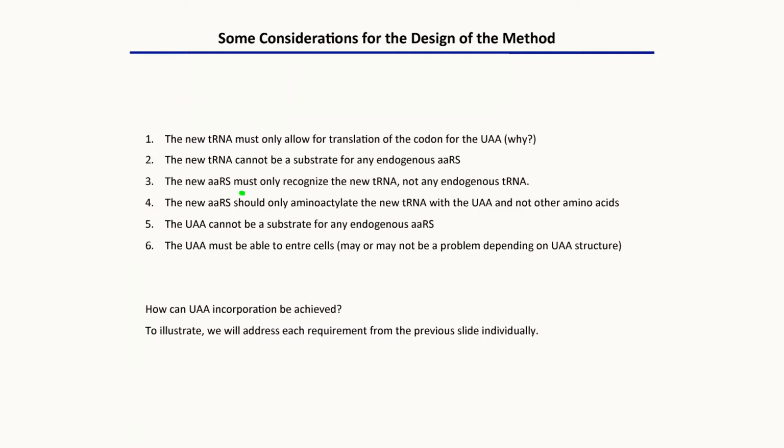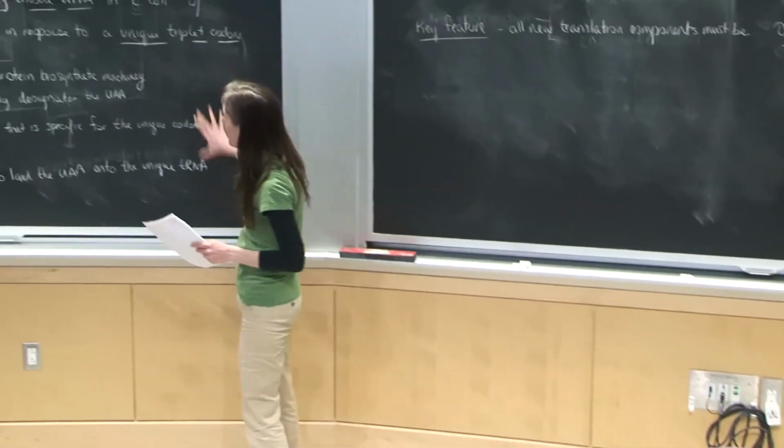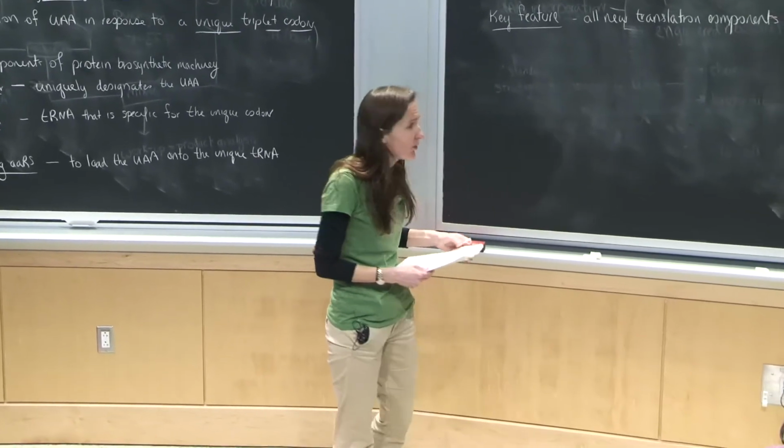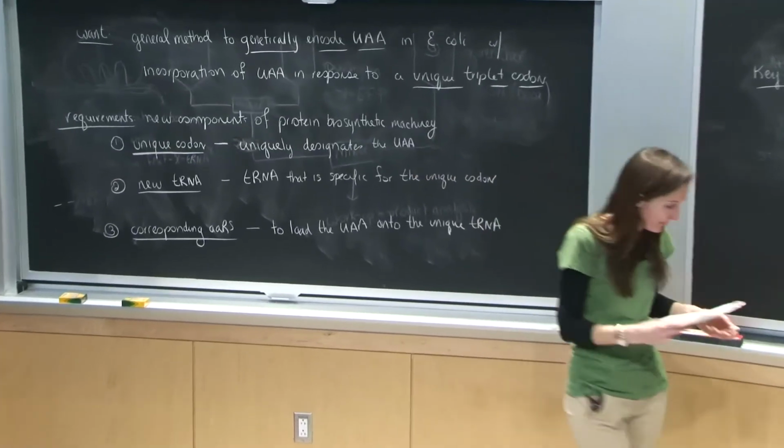This unnatural amino acid also can't be a substrate for endogenous enzymes. And also keep in mind, there needs to be some way to get this unnatural amino acid into a cell if we want to do this in a cellular context. So there's just a transport issue that needs to be kept in mind. Will this unnatural amino acid get into the cell? So what we're going to do is consider these requirements and what was done to build up this methodology during initial work. So the first issue is this unique codon and what is its identity here.